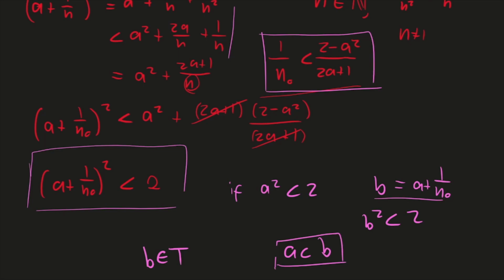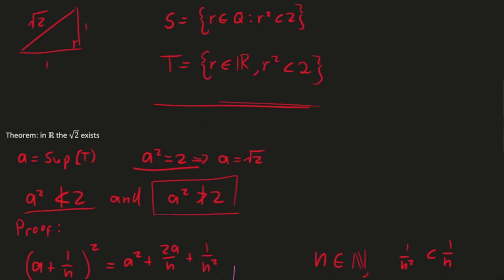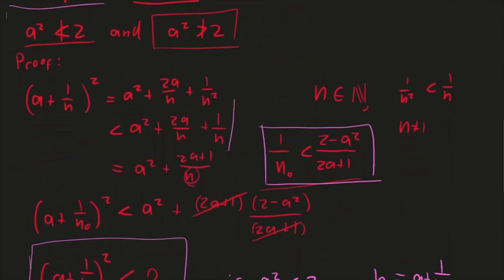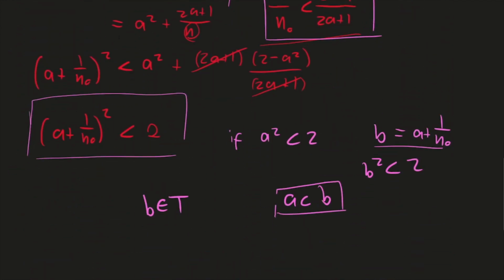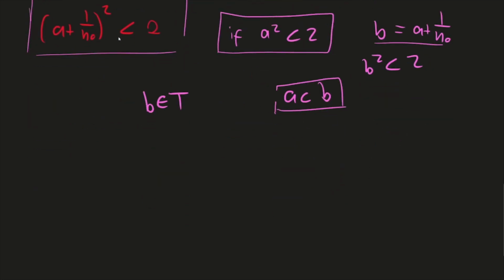So we've shown that if a squared is less than 2, a isn't the least upper bound. And because we've said a is the least upper bound by definition, up here, and we've just shown that it's not the least upper bound, then our assumption here must be wrong. Okay, so there we go. We've proven the first part. We've proven that a squared is not less than 2.